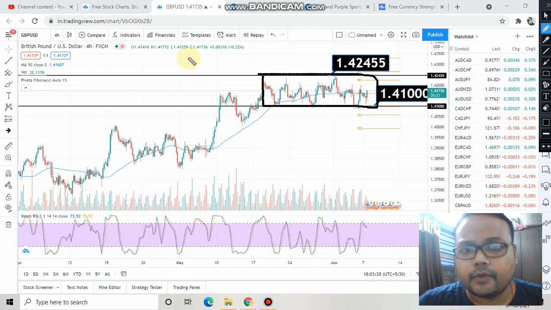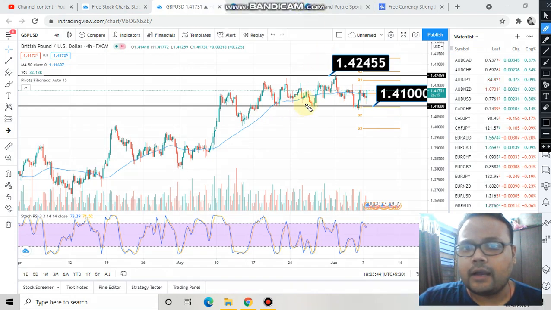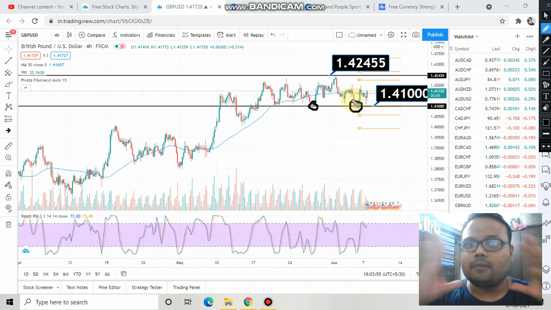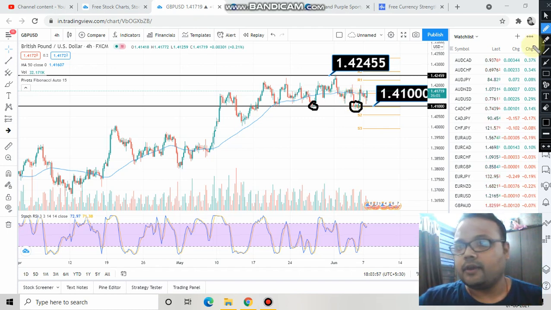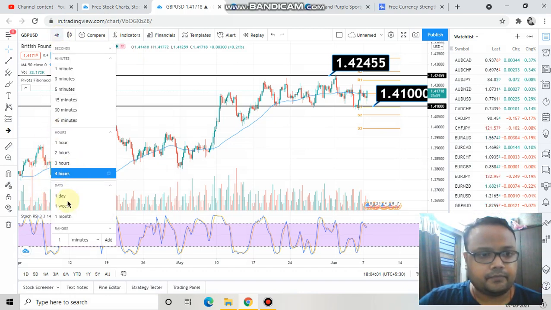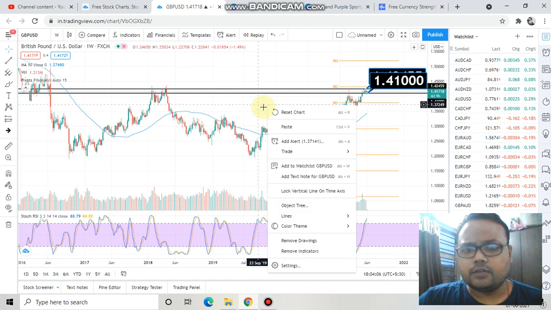Clear? If you have watched my previous videos, then hopefully you have made good money, because I recommended buying at these two levels, and we saw that the market bounced from the support level as we expected. Right now the market is in a tight range, and if I take you to the weekly chart, this is the weekly chart of GBP USD.